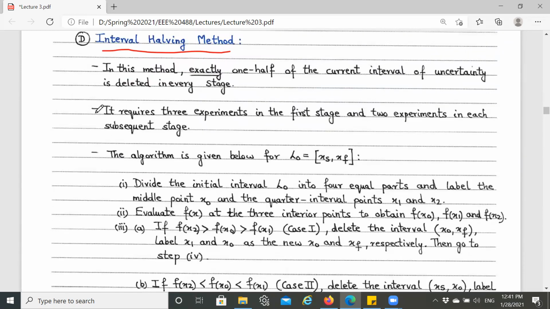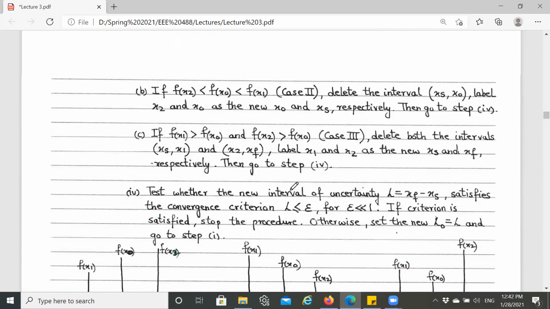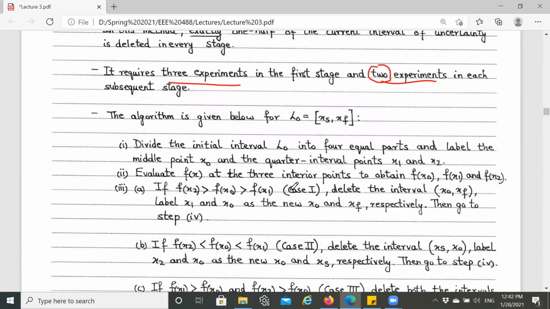But in this method, you require 3 points. You require 3 experiment points in the first stage, and then in every stage that follows, you only need 2 experiment points. So to start off with, you need to start with 3 points. Then in every stage or every iteration that follows, you only need 2 points, okay? But initially, 3 points are required. Okay, so let's see how this works.